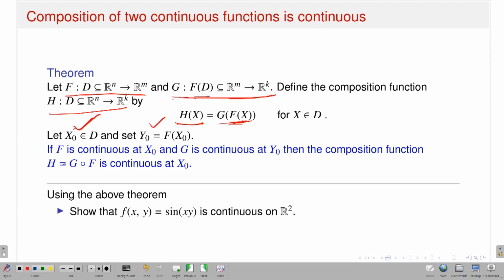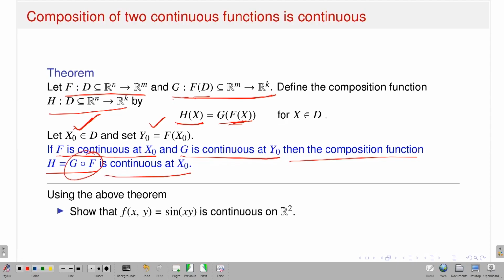Then what is my statement? It says that if capital F is continuous at x naught and capital G is continuous at y naught, then the composition function, which is nothing but h, which is g composed f, that's how I have written, is also continuous at the point x naught.